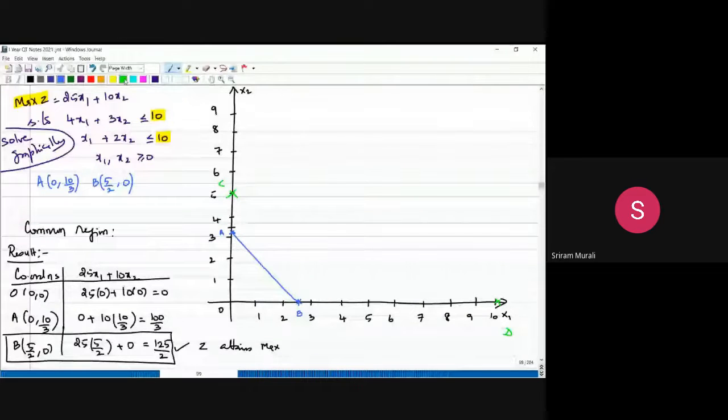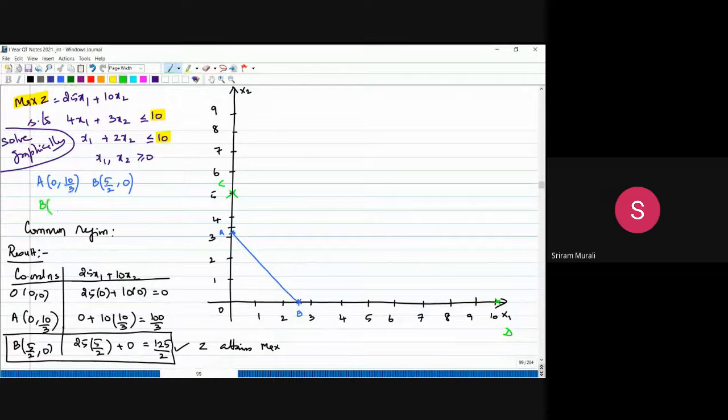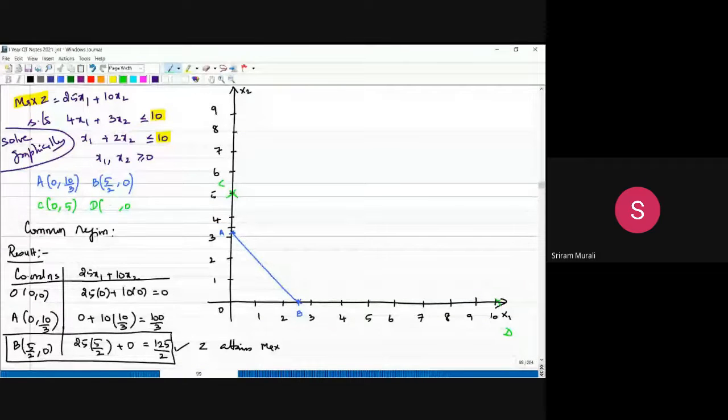The next constraint is this. When x1 is equal to 0, what is x2? I mean, in this constraint substitute. In the same way, when x2 is equal to 0, what is x1? So connect these 2 points, C and D, by a line.